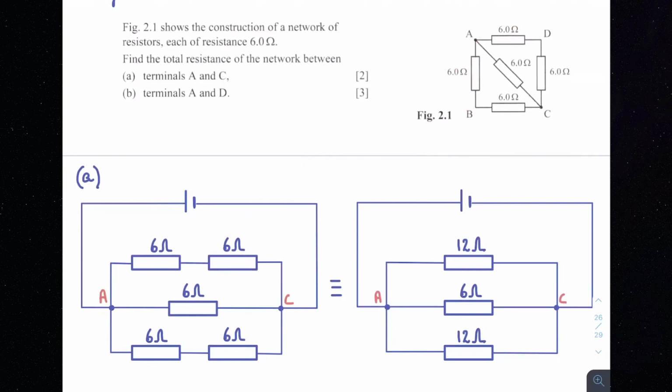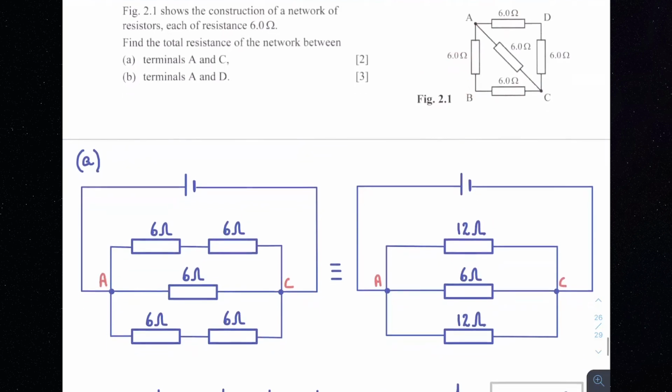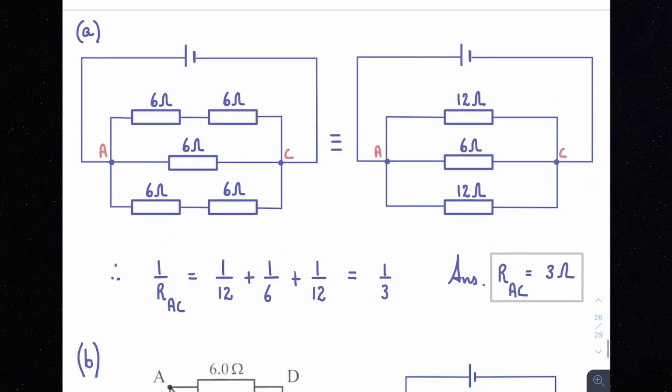Once you do that, it is very much straightforward because we have 6 ohms and 6 ohms in series. So these two add up to make a 12 ohm resistor here. This is on its own, so it remains 6, whereas these two add up to 12. So we've reduced this network of resistors to 3 resistors in parallel, which is now straightforward to calculate because applying the result for total resistance in parallel, we get 1 on 12 plus 1 on 6 plus 1 on 12, which is 1/3. So the total resistance between A and C is 3 ohms.